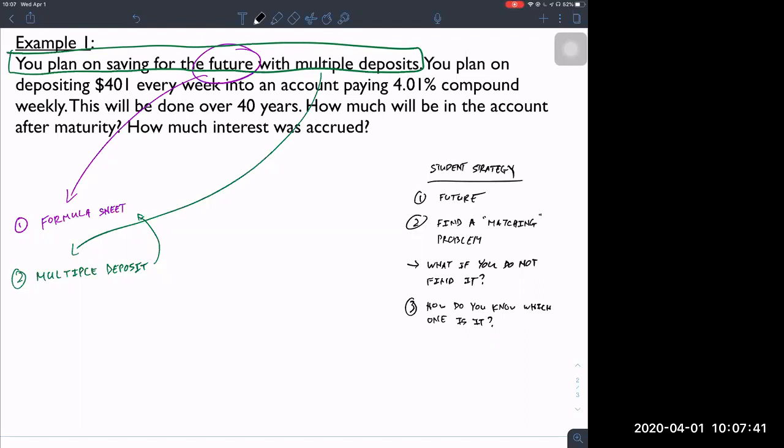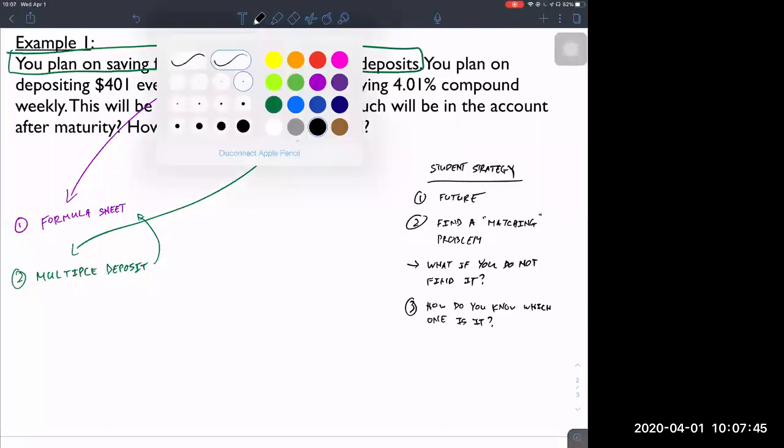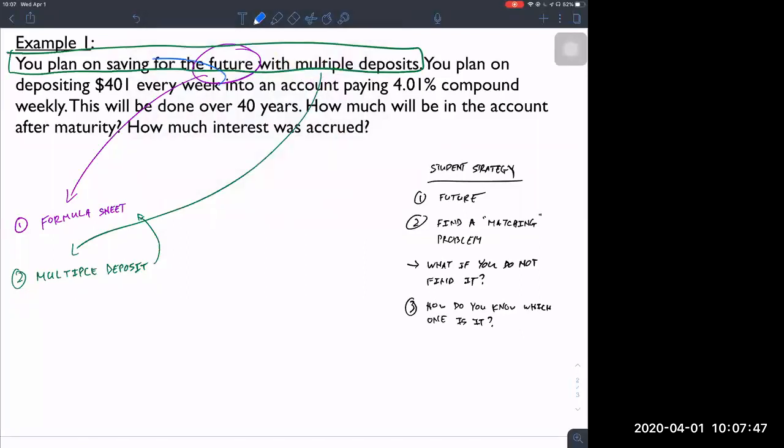The person that responded secondly, thank you, you realize that you are paying 401 every week. What that implies is that you have a recurring payment.